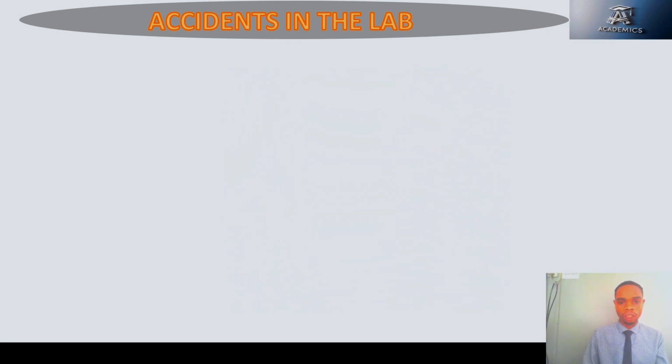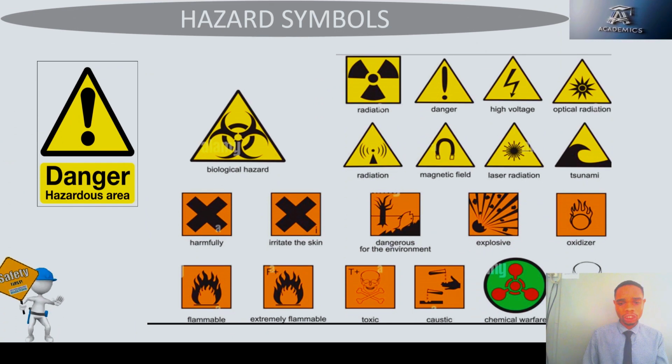So let us talk about some of the hazard signs you can find in the laboratory. These are some of the hazard signs you can find in the laboratory. Flammable means that the material has the potential to undergo combustion, like alcohol, petrol, kerosene. Extremely flammable. Toxic, that is poisonous. Corrosive, that is, it can burn your hand, it can harm your skin. Explosive, that it can explode. Oxidizer, it can release oxygen that can lead to combustion. And this shows that it is dangerous to our environment. Radiation, danger. These are some of the hazard signs.